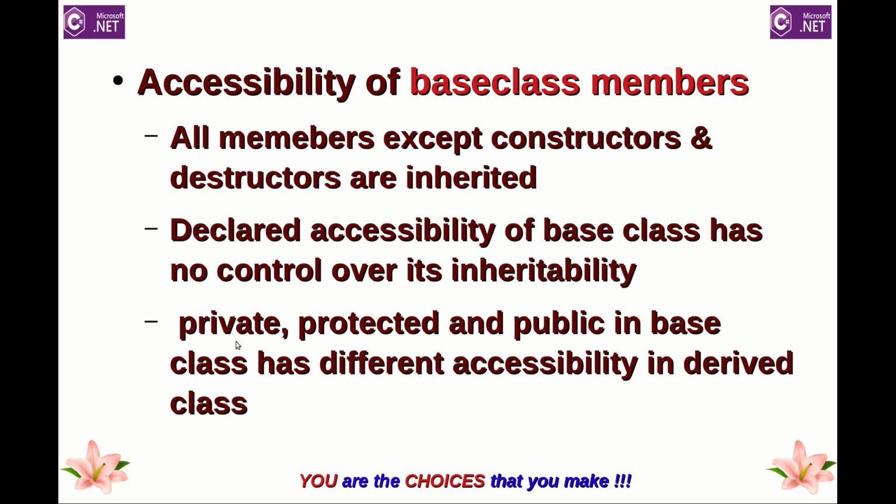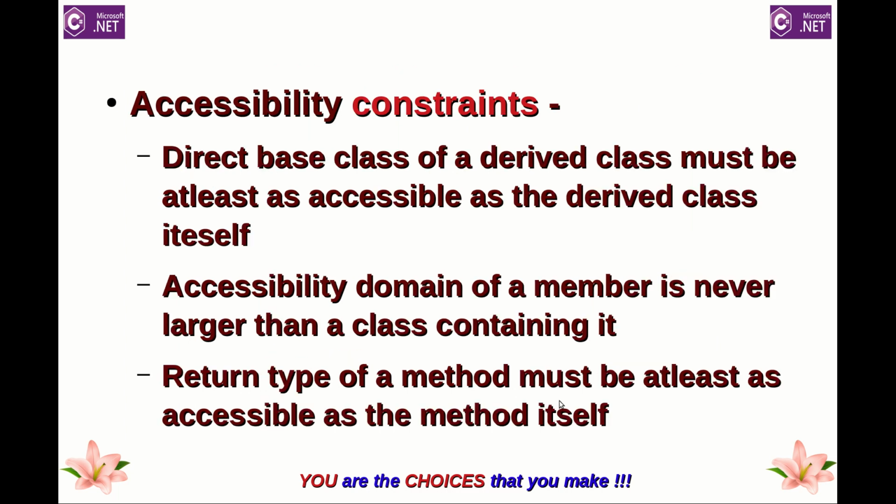Then private, protected and public members in the base class have different accessibility in the derived class. Private members cannot be accessed in the derived class. Protected members can be accessed in the derived class. Public members can be accessed in the derived class as well as outside the derived class. So each has its own accessibility or visibility control.